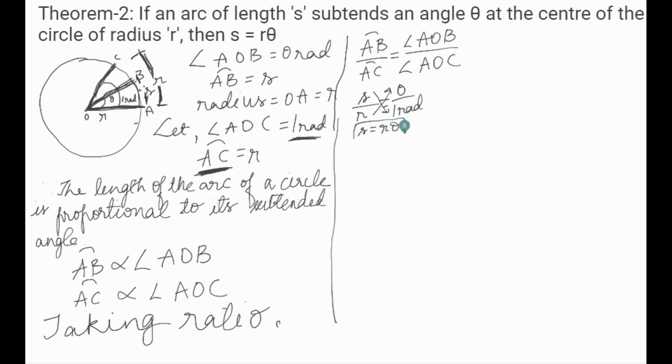Note that in this equation, theta is always in radians. Theta is always in radians. So hence we have proved s is equal to r theta.